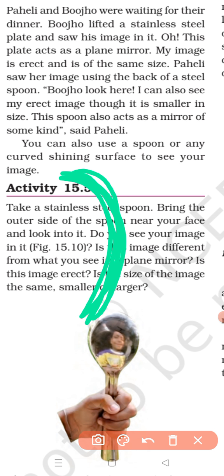The back part of the shining spoon represents the convex mirror, because it is curved outwards. So these two mirrors represent two different types of images.